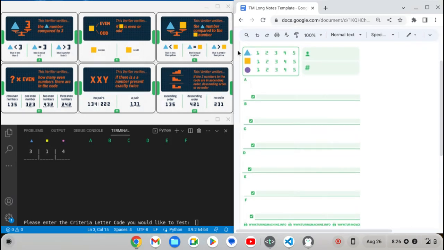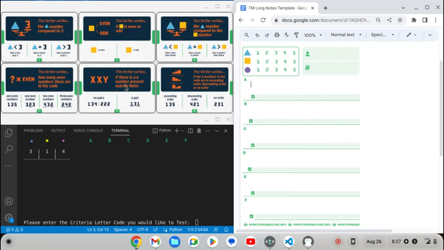Criteria card B looks at our middle digit, the square digit, and will let us know whether its value is an even digit or an odd digit. Criteria card C will compare the first 2 digits, triangle and square. So should triangle be less than square? Should they be equal to each other, or should triangle be greater than square? Criteria card D will look at our 3-digit solution and will let us know how many of those are even digits. Are there no evens? Is there a single even? Perhaps 2? Maybe all 3 are even.